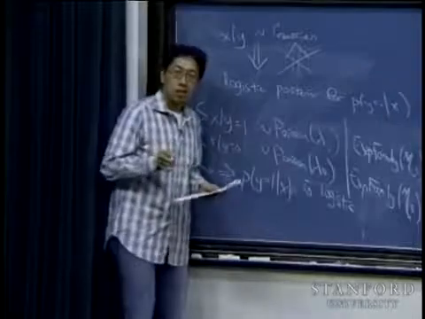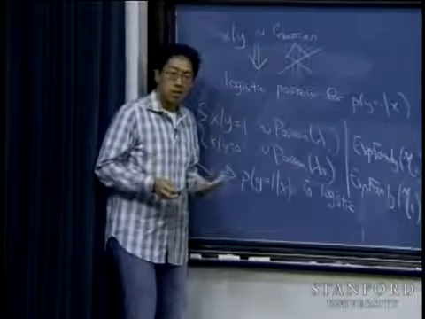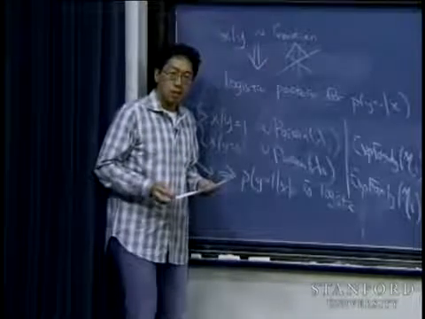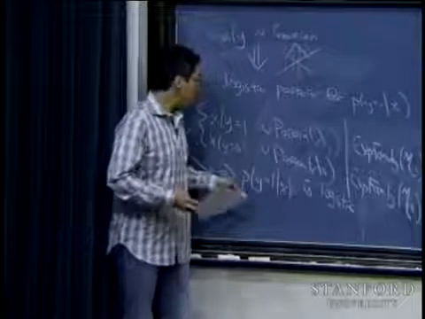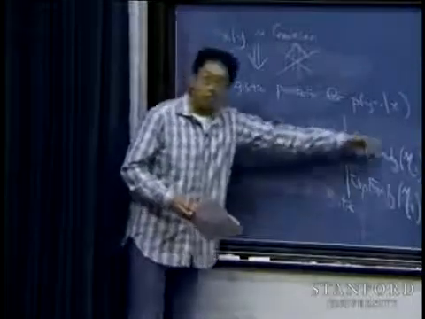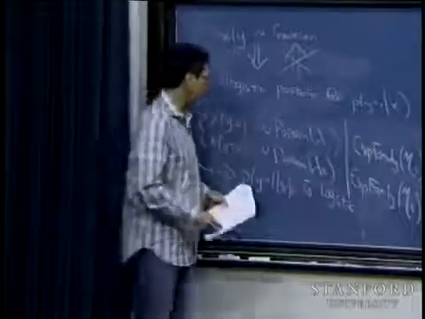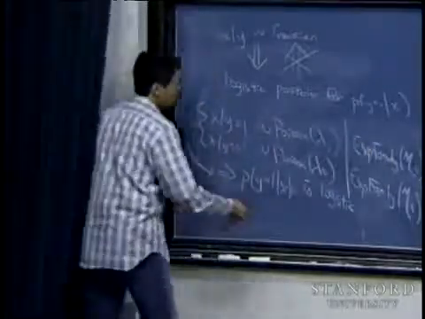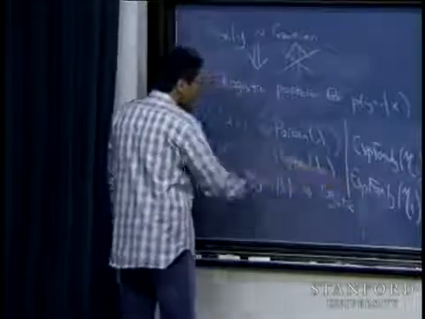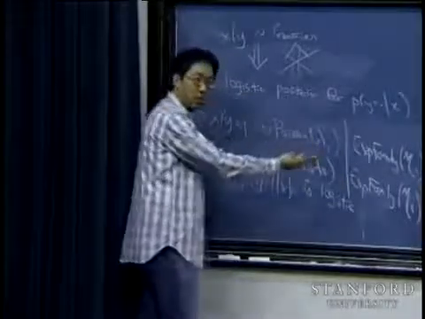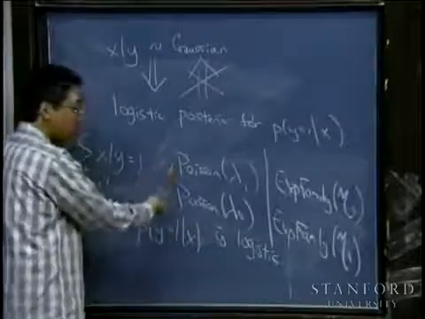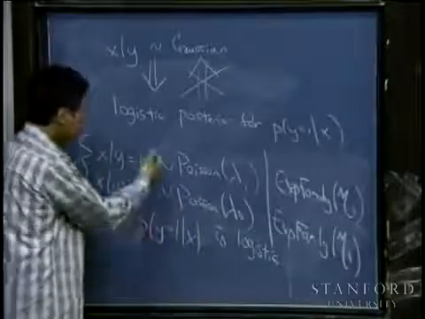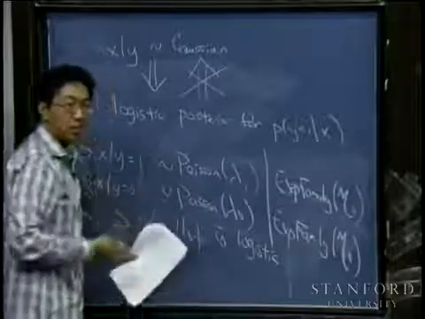Is the converse true? If the posterior y equals 1 given x is logistic, does this imply that x is exponential family? No, this is also not true. This exponential family assumption implies that p of y equals 1 given x is logistic, but the reverse is not true. There are all sorts of really bizarre distributions for x that would give rise to the logistic function.